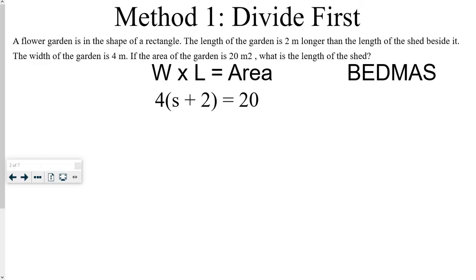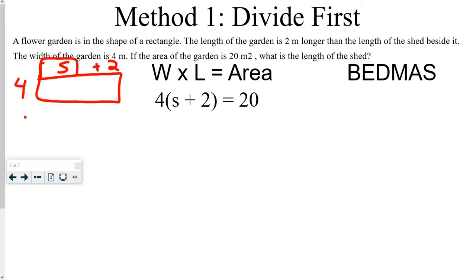A flower garden is in the shape of a rectangle. The length of the garden is 2 meters longer than the length of the shed beside it. So if we put a shed right here, the length of the garden is the shed plus 2. The width of the garden is 4 meters.